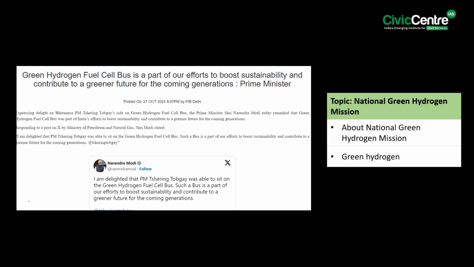The third article of the day says that expressing delight on the Bhutanese PM Tshering Tobgay's ride on a green hydrogen fuel cell bus, Prime Minister Shri Narendra Modi today remarked the green hydrogen fuel cell bus was part of India's efforts to boost sustainability and contribute to a greener future for the coming generations. In this context, let us talk about the National Green Hydrogen Mission and then about green hydrogen.